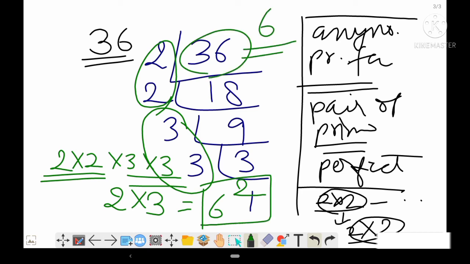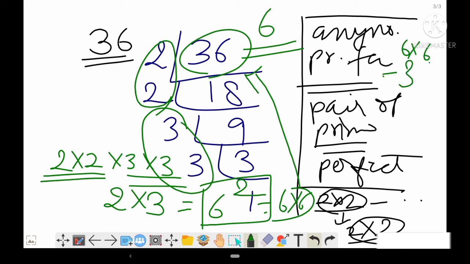Okay, 6 into 6 is 36. Is it? 6 into 6 is what? 36. So this is the area, meaning the square, and this is the square root, meaning one side of that square whose area is 36. That is, 6 is the root of that number. Root of 36 is equal to 6.